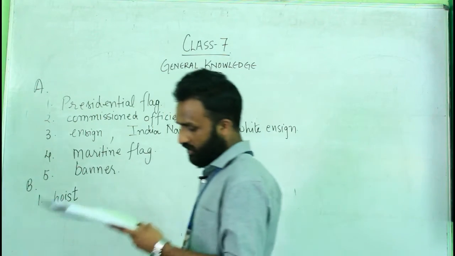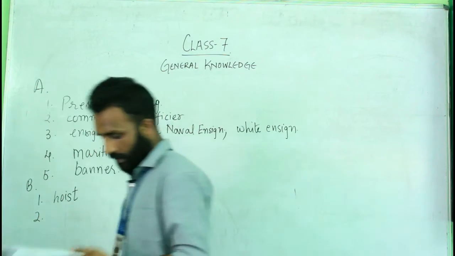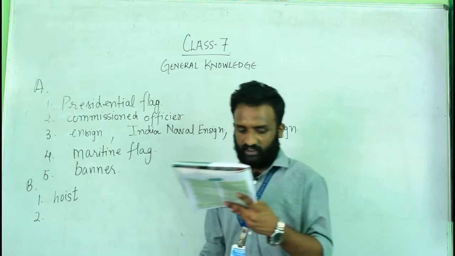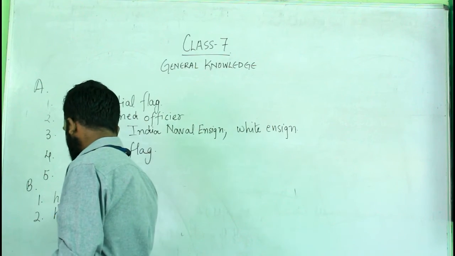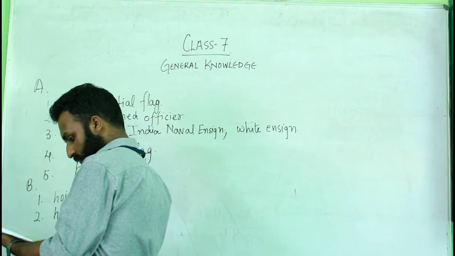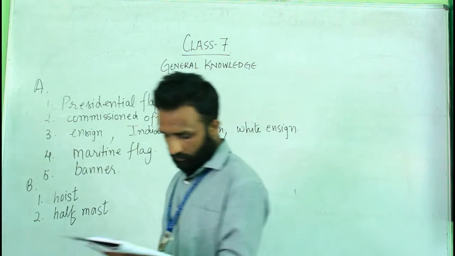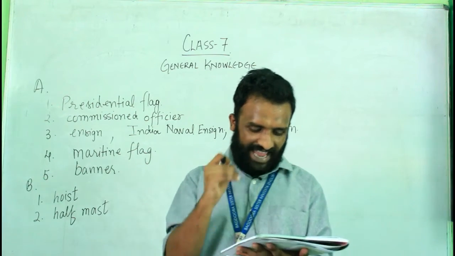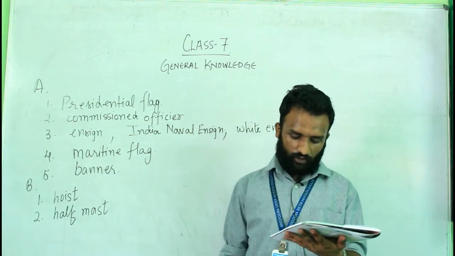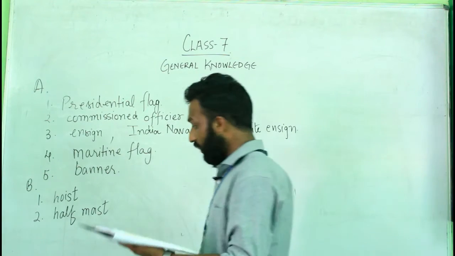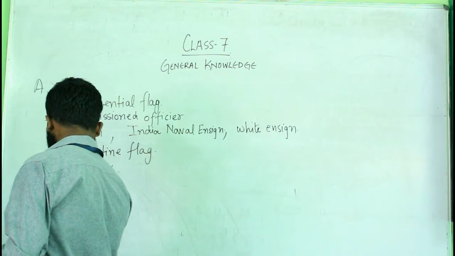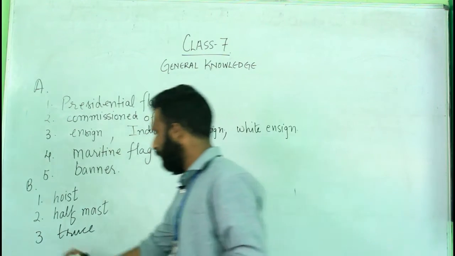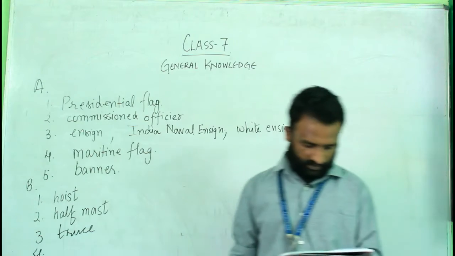Number 2, it is saying when we accept defeat to an opponent, we lower our flag. What is the process called? It is called half mast the flag. Now number 3. We execute dash when we display a white flag to our enemy, then we surrender. So the answer for number 3 is truce. Okay, this is the answer.